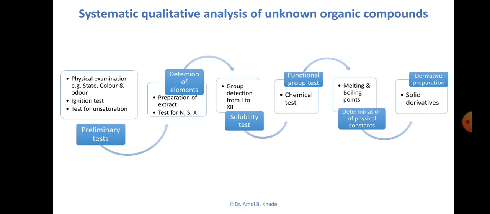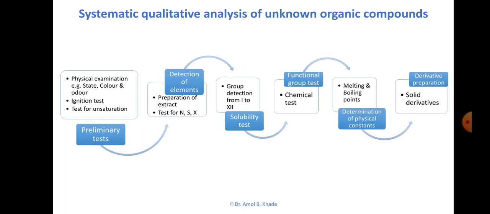So as I mentioned, if you have a solid compound, you can go for determination of melting point, and if you have a liquid compound, you will obviously find out the boiling point. Okay, so most of the experiments will end at this particular stage, and in some cases you may be advised to go for derivative preparation, where you will convert your compound into a suitable solid derivative by an appropriate chemical reaction, and then again you will find out the melting point of the prepared derivative. Because usually in most of the cases we prepare a solid derivative.